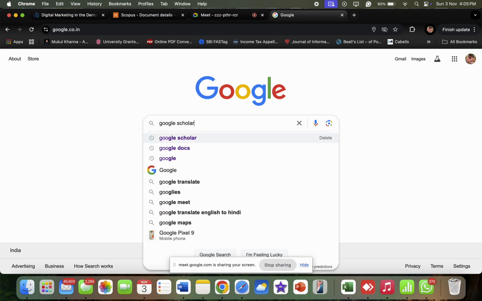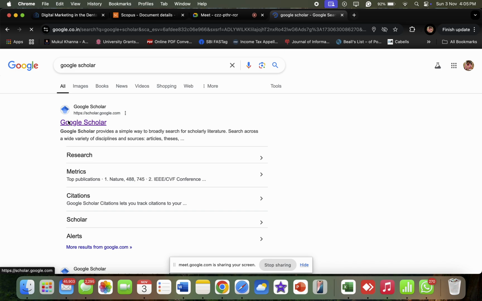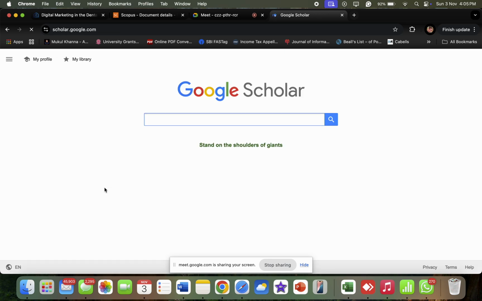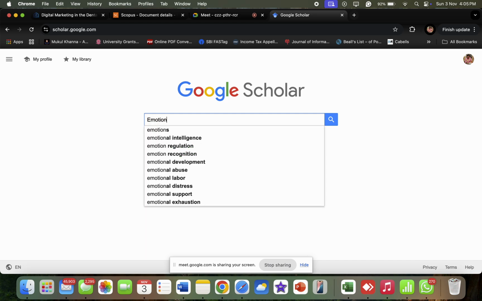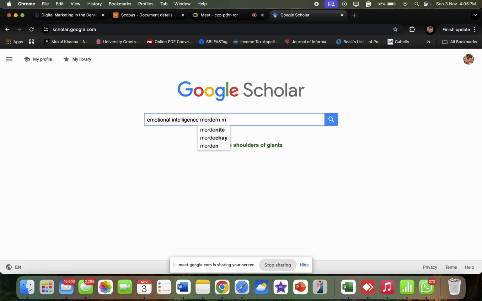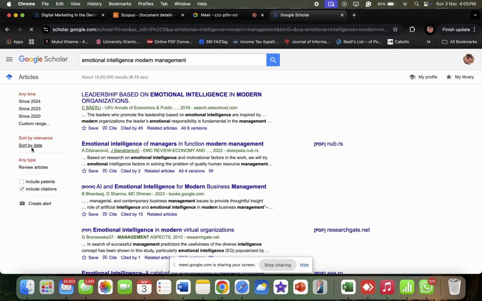Google Scholar. So basically we'll be doing it over here only. Let's take an example of intelligence. And what is your second keyword? So managing, I can say modern managers, because it is why emotional intelligence is essential for modern managers. So basically we have taken modern managers and emotional intelligence here. We have taken two keywords.